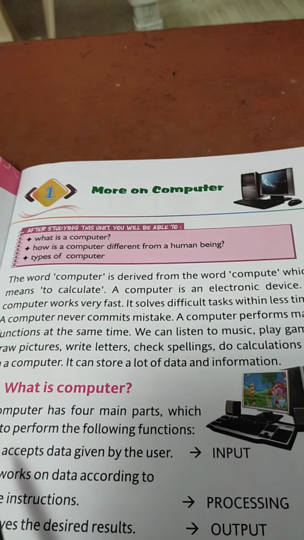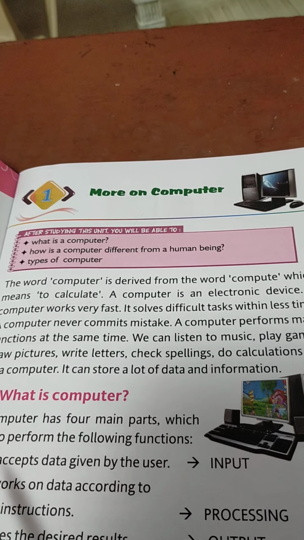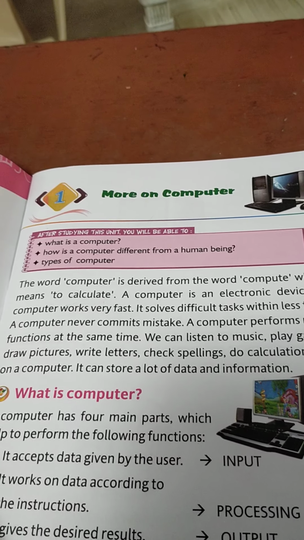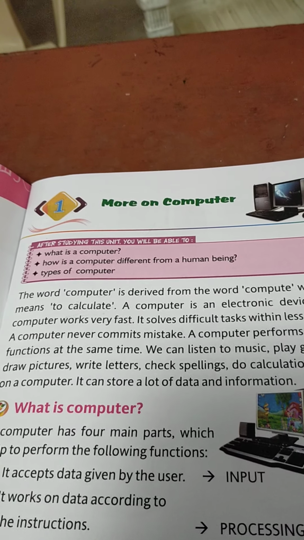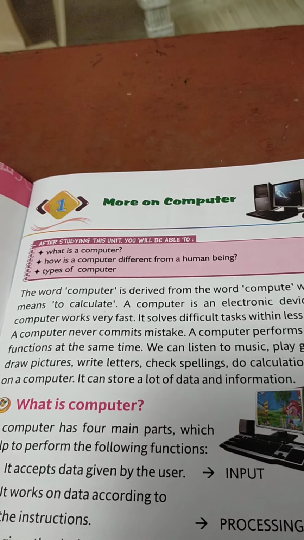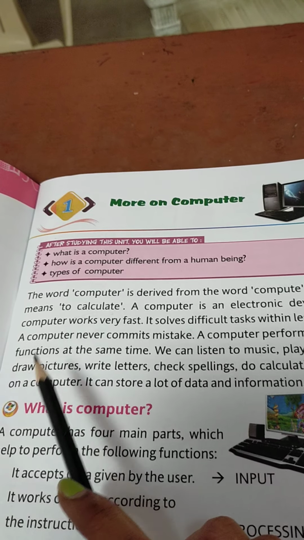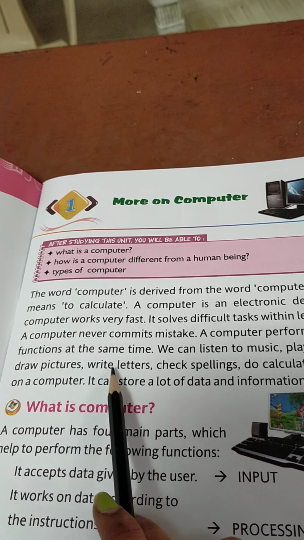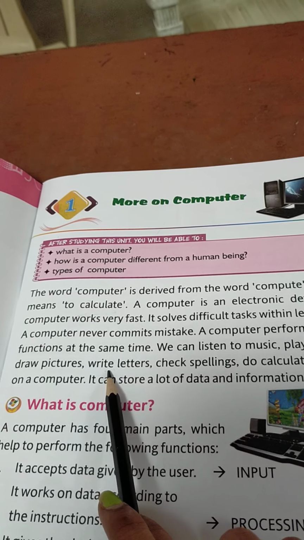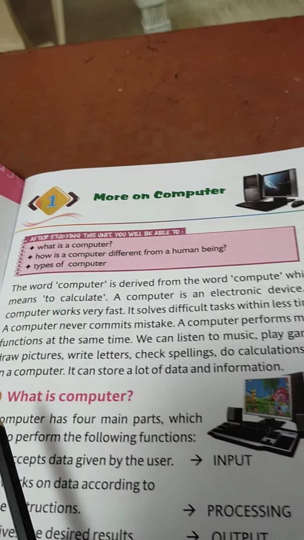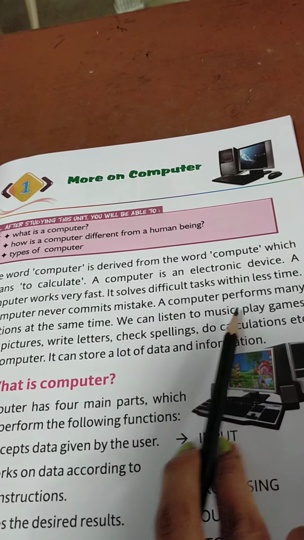It's a multitasking machine, and we can listen to music, play games, draw pictures, write letters, check spellings, and do calculations on a computer. We can do all the work with the help of the computer, and we can store the data also. What are the works we have done? We can store them. If you paint pictures in the Paint window, you can save the picture. And if you write a letter, type anything in Word, or make any presentation, you can save it. Later you can see it. And you can save music and games in the computer. Whenever you want, you can play the music and play the games.